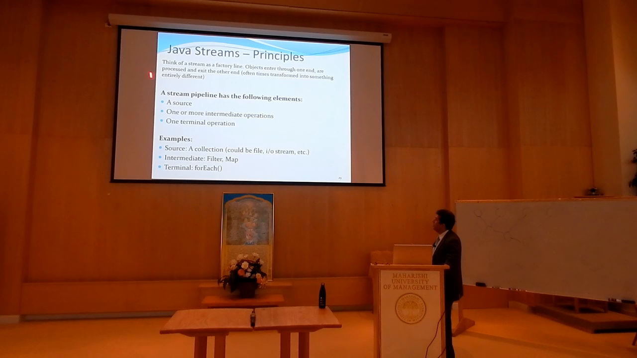Every stream has these three elements. It has a source. It has one or more intermediate operations, and there could be as many as you want, and you have exactly one terminal operation. What are some examples of the source of a stream? The most common source is a collection.